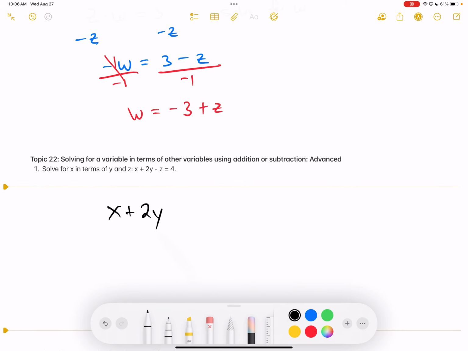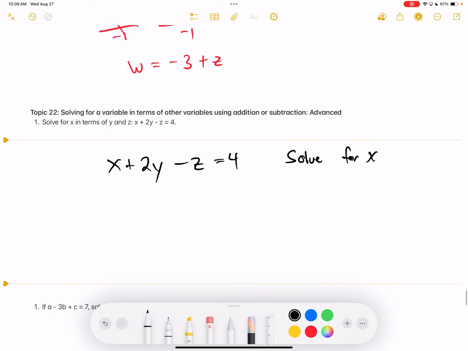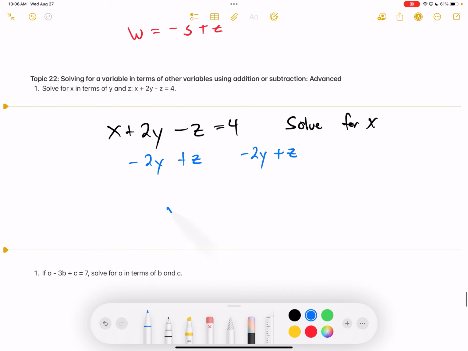x plus 2y minus z equals 4. Solve for x. So if I'm trying to get x by itself, I've got that 2y and that z bugging it. Let's do 2 steps at once here, see if you can handle it. I need to get rid of the 2y and the z, right? So I'm going to subtract 2y and I'm going to add z. Subtract 2y and add z. So I get x equals 4 minus 2y plus z.